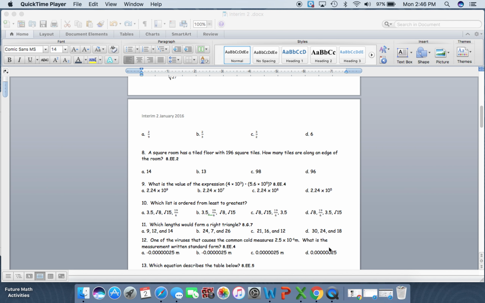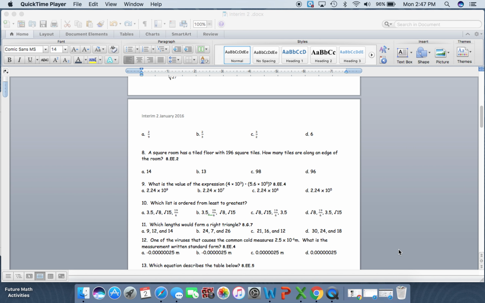Number 8. A room square has a tiled floor with 196 square tiles. How many tiles are along an edge of the room? A. 14. B. 13. C. 98. D. 96.